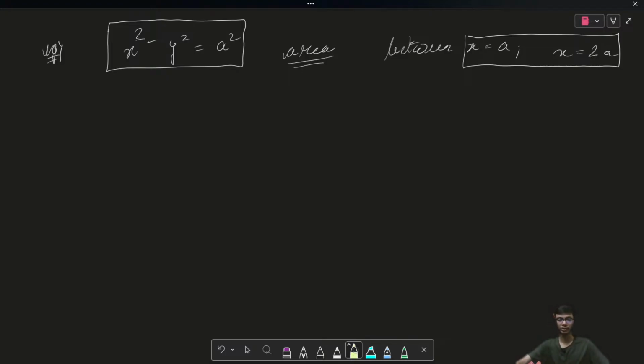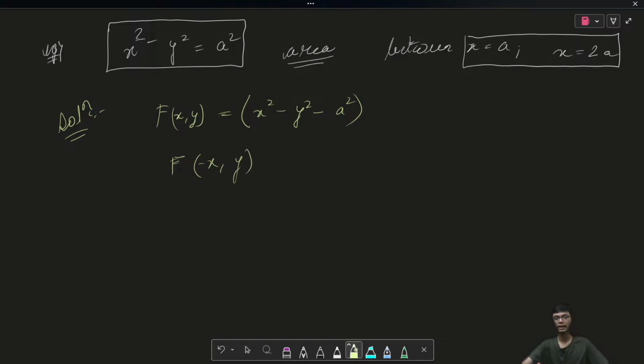So if you analyze the question, and first of all, if you assume this is some function of x and y, like x squared minus y squared minus a squared, what you can note is that if you put minus x in place of x, it remains the same function. And similarly, if you put minus y in place of y, it again remains the same function.